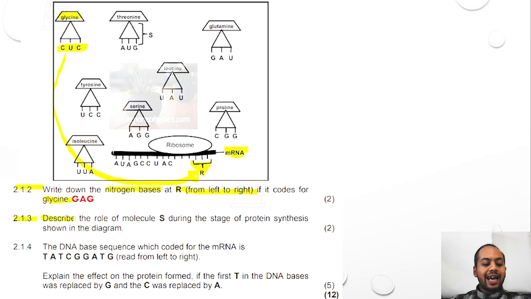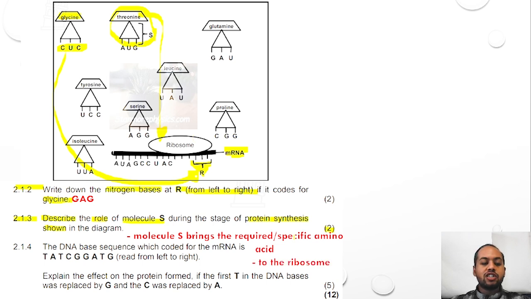2.1.3, we are describing the role of molecule S during the stage of protein synthesis shown in the diagram, for 2 marks. Molecule S is the tRNA molecule. The tRNA molecule needs to bring the correct amino acid to the ribosome for the process of translation. Therefore, molecule S brings the required or specific amino acid to the ribosome.